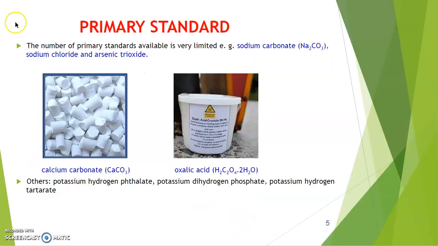Okay, so for example, the number of primary standards available is very limited. Sodium carbonate is one example of a primary standard. Sodium chloride, arsenic trioxide, calcium carbonate. Now this is the structure of calcium carbonate. Oxalic acid crystal, 99.5%. So it's very high purity.